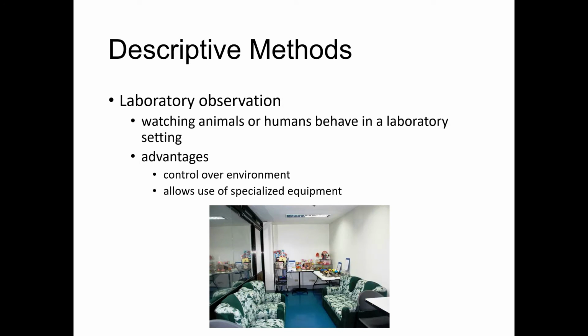Another method is the laboratory observation. So unlike naturalistic observation, the researcher will observe animals or humans in a controlled laboratory setting. Because the observation will be done in the laboratory, the researcher has full control over the environment, such as the placement of the furniture, what kind of music to play, or even the lighting. Also, researchers can use specialized equipment. For example, if you're interested in measuring brain waves, you can have the participant wear an EEG device on their head. So you get more flexibility in laboratory observation.